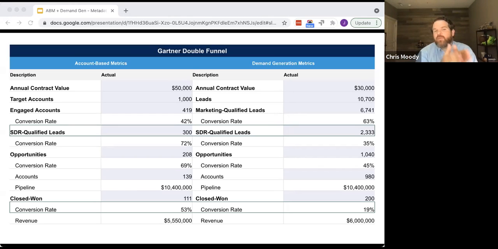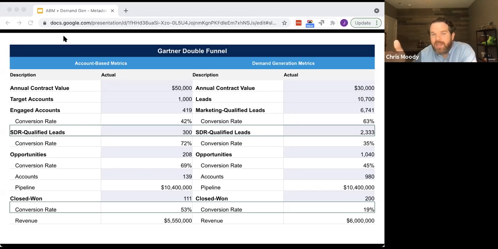So in account base, we are focused on accounts, right? We're starting with target accounts. We're trying to create engagement. That's our first measure of success, creating engagement. So you see the 42% conversion rate there. But once we have engagement in an account, shocker, we're talking to people. Like we switch from accounts to contacts. And that's where you see SDR qualified leads coming in. It's quite literally people who are ready to talk to sales. So that conversion rate is where we start to get there, but that's our point of unification.